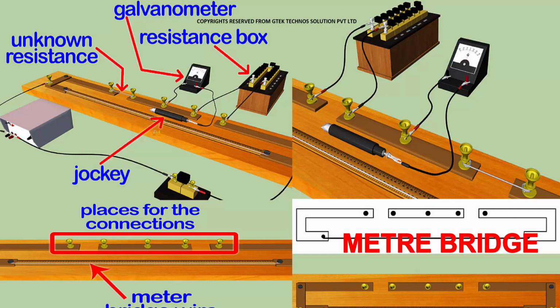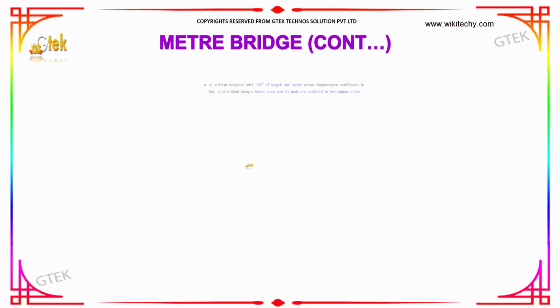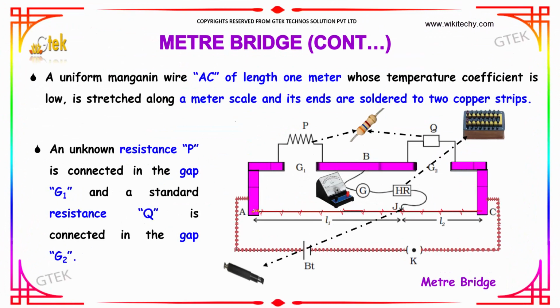Let's move on further on the meter bridge. So the meter bridge is one form of Wheatstone bridge. It consists of thick strips of copper of negligible resistance connected. There are two gaps, G1 and G2, between these strips. A uniform manganese wire AC of length 1 meter, whose temperature coefficient is low, is stretched along a meter scale and its ends are soldered to two copper strips.